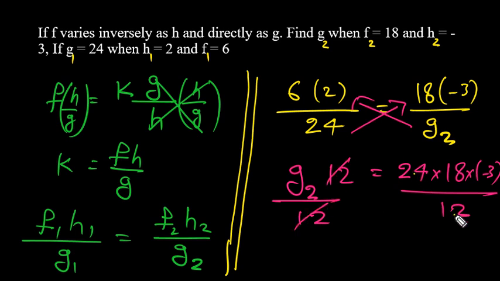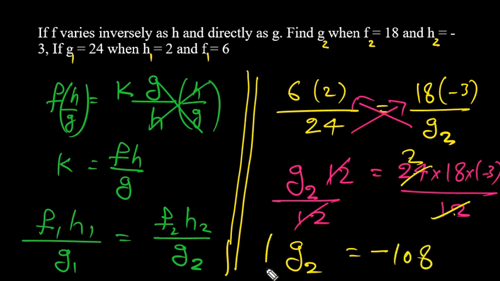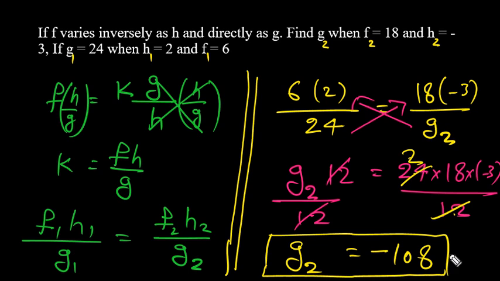So 24 divided by 12 will be 2. Now g2 is equal to 2 multiply negative 3, so the negative sign is in the front. 2 multiply 3 is 6, and 6 multiply 18. So 6 multiply 18 will give you, one second, yes, 108. So g2 is negative 108, and that is your answer. So this is how you solve the problem on the basis of combined variation.